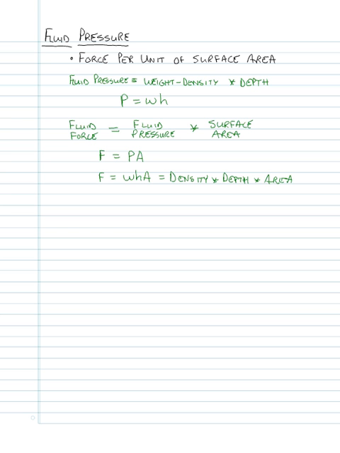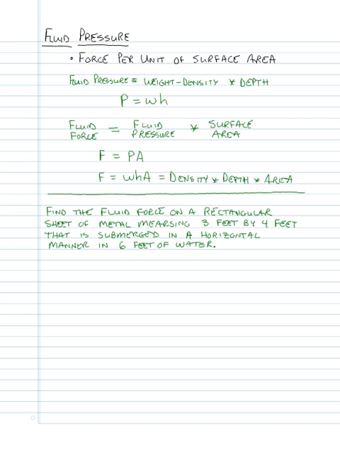So let's look at our first example. And the first example is a very basic type. It will get more complicated when we change the situation. Find the fluid force on a rectangular sheet of metal measuring 3 feet by 4 feet, and this sheet of metal is submerged in a horizontal manner in 6 feet of water. Now, the significance of a horizontal manner is that the entire surface area of this sheet of metal is all at the same depth.